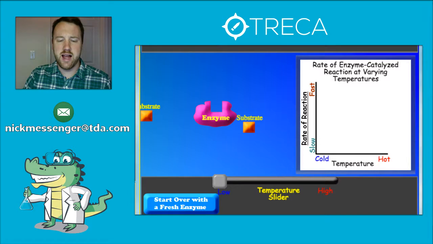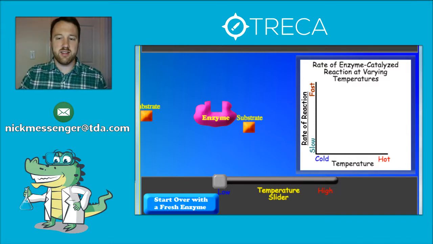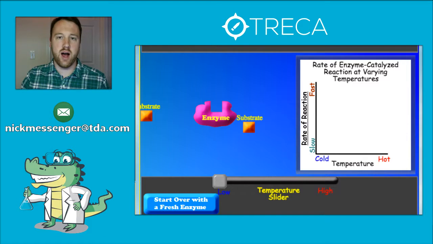Down at the bottom, I have my temperature slider, so I can go from low to high temperature, and we're going to increase it slowly. And over here on the right, this is the part that we need to focus on, which is the actual graph. So on the x-axis, temperature, cold to hot, and slow to fast on the y-axis, up and down. So the faster the reaction goes, the higher up it's going to go. The hotter that the enzyme gets, if we raise the temperature, it goes more to the right. So let's start and see what happens.